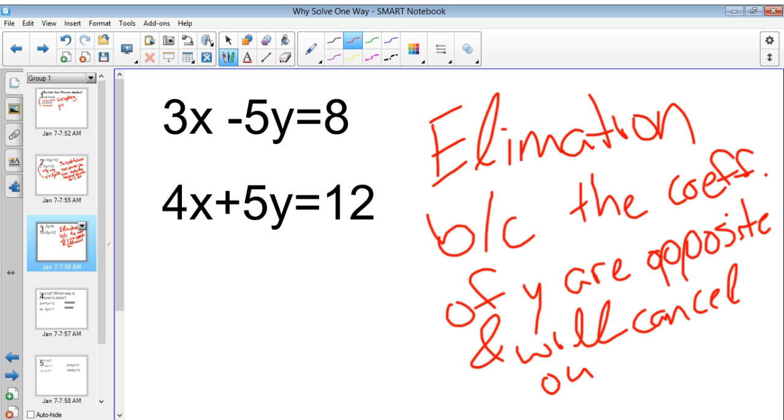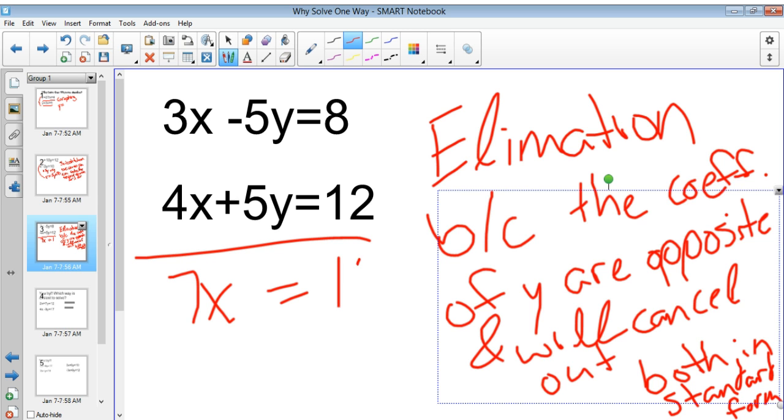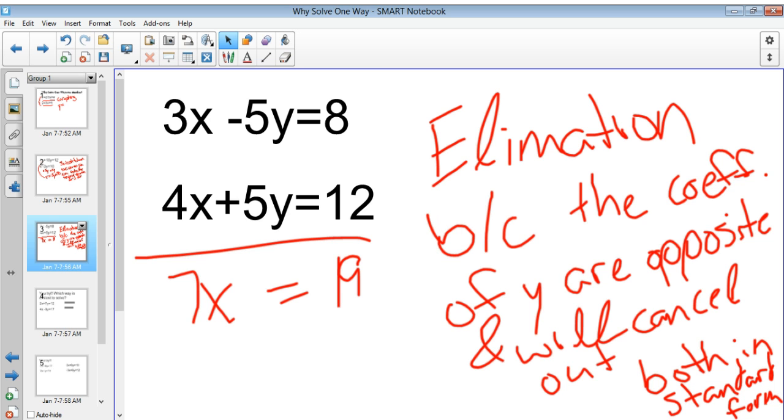You could also make an argument that they're both in standard form. And if they're both in standard form and I have those opposite coefficients, as soon as I add these up, I have 7y equals 19, or 7x equals 19, and I can go very quickly to solving for x. So elimination because the coefficients of the y are opposite and will cancel out as soon as I add them together. You could also say that both are in standard form.